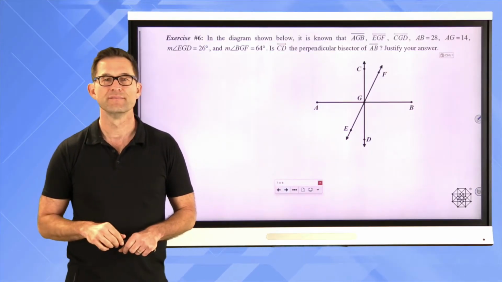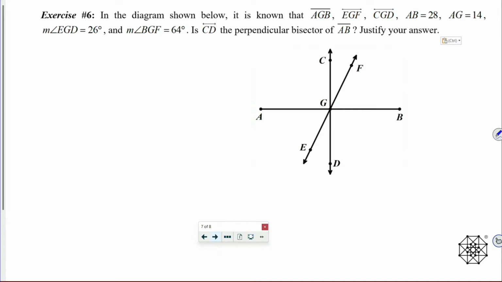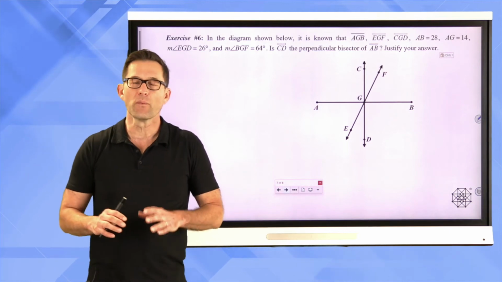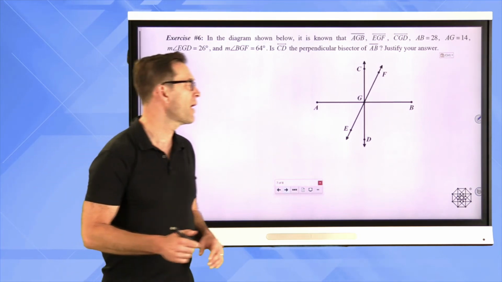Exercise number 6. In the diagram shown below, it is known that segment AGB, line EGF, line CGD, AB equals 28, AG equals 14, measure of angle EGD is 26 degrees, and measure of angle BGF is 64 degrees. Is line CD the perpendicular bisector of segment AB? Justify your answer.